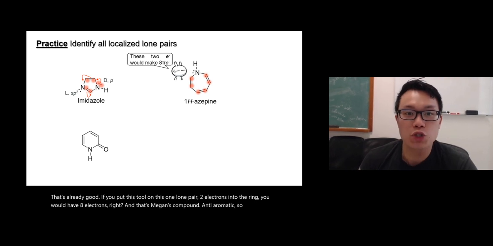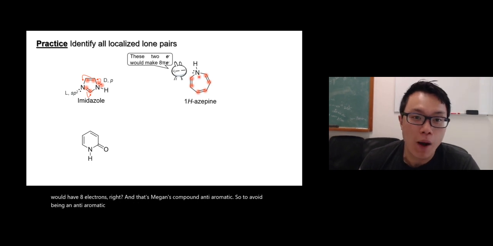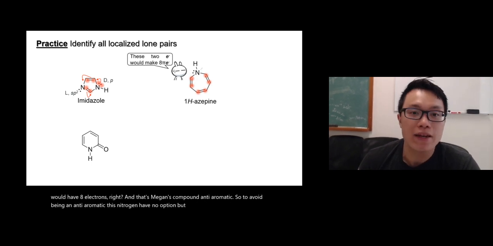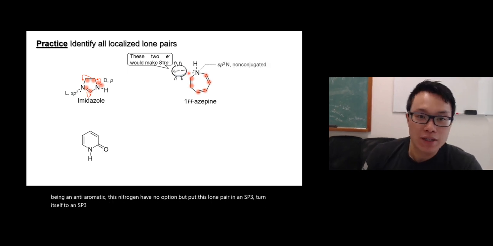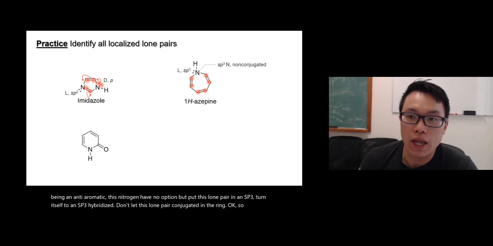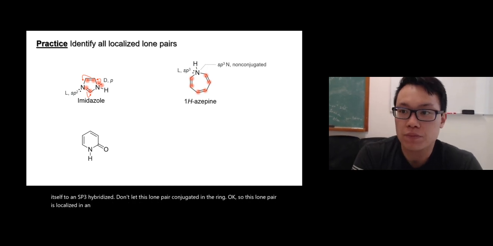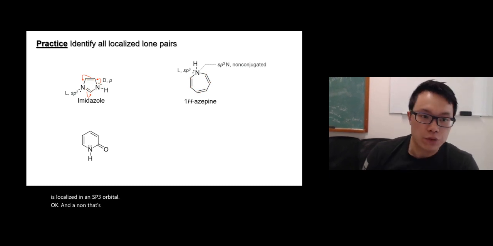So to avoid being anti-aromatic, this nitrogen has no option but to put this lone pair in an sp3 orbital, turning itself into an sp3 hybridized nitrogen. It doesn't let this lone pair conjugate in the ring. So this lone pair is localized in an sp3 orbital, and that's the non-conjugated nitrogen.